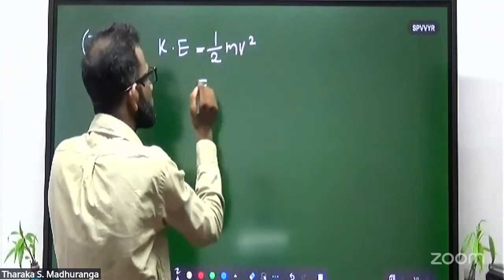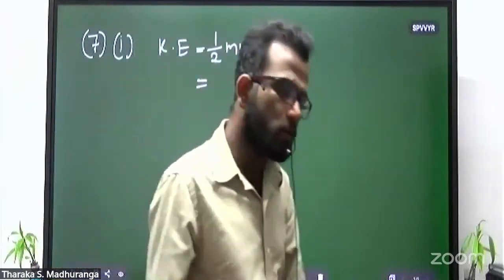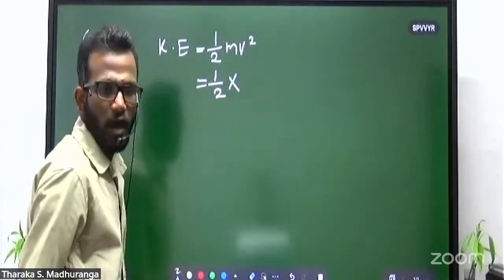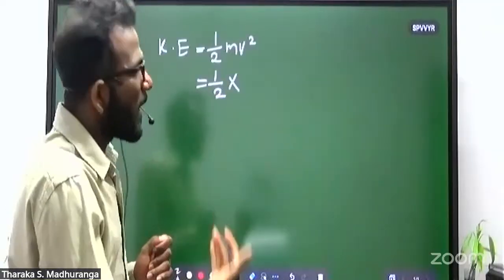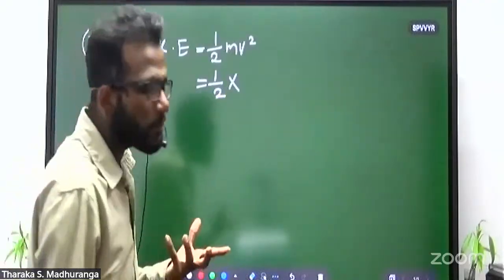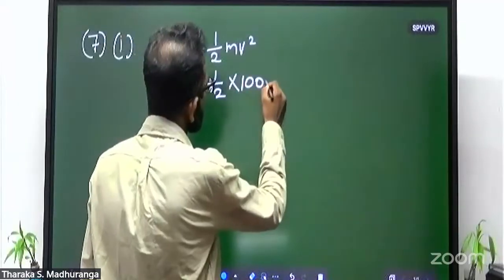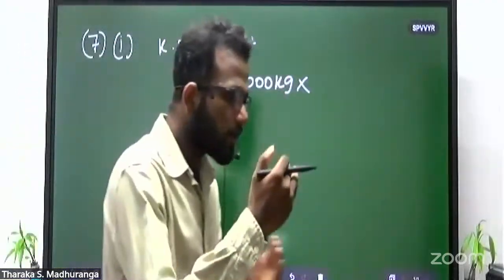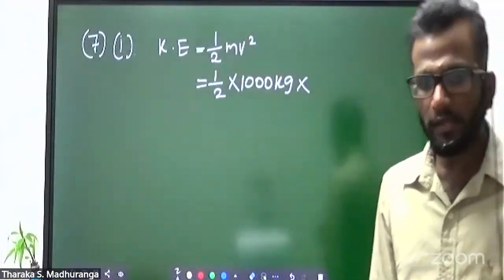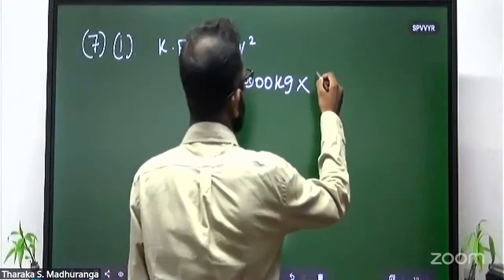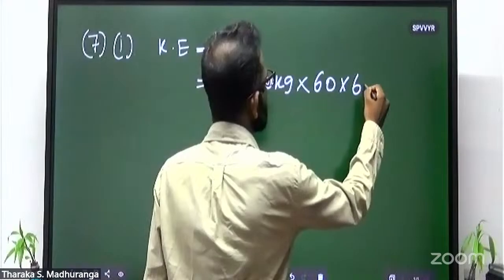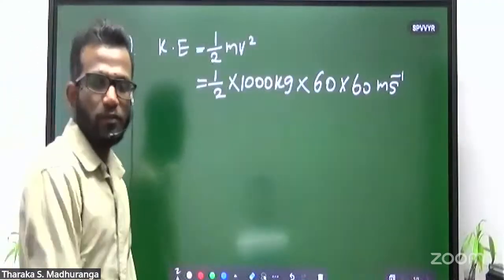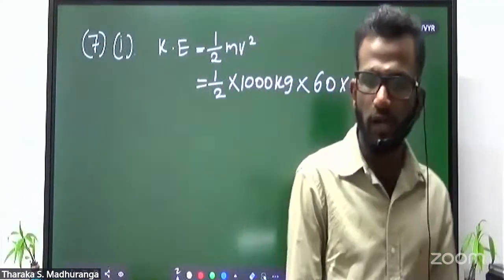But you can practice again and again. The theory part you can practice. In half mv squared, the half is a constant. Then the mass means the mass of the car. The mass is 1,000 kilogram. The velocity when passing the 10 kilometer mark is 60 meters per second. Then 60 multiplied by 60, because it is velocity squared, v squared.